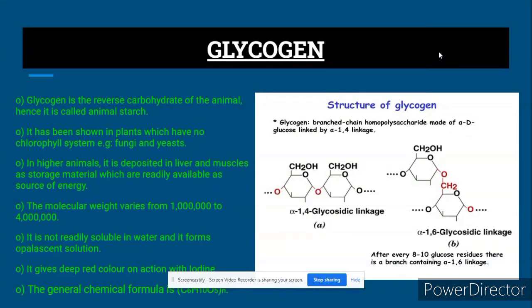In the higher animals, it is deposited in the liver and muscles as a storage material which is readily available as a source of energy. The molecular weight of the glycogen varies from 1 lakh to 4 lakh. It is not readily soluble in water and it forms an opalescent solution. Glycogen on reaction with iodine gives a red color. And about the structure, glycogen is a polymer of alpha glucose with alpha 1,4 glycosidic and alpha 1,6 glycosidic linkage.